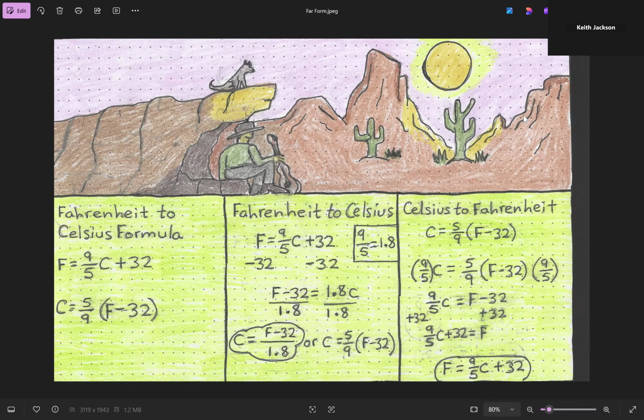As you're looking at this warm day in the desert, we're going to take a look at how we measure degrees. And we measure degrees in degrees Fahrenheit and degrees Celsius. And here are the two formulas that we're going to be working with today. Actually, we use Fahrenheit in the United States.